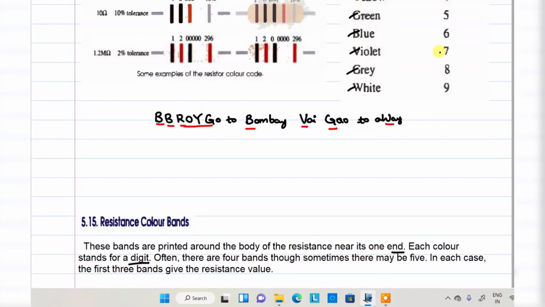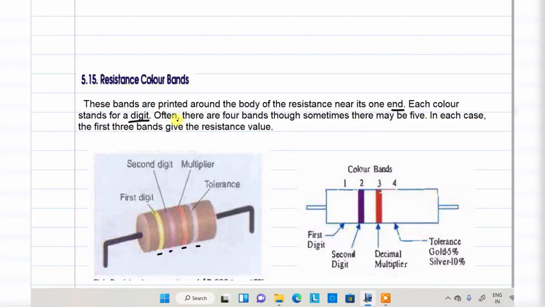That means each color represents a particular digit. Often there are 4 bands, sometimes there may be 5. Just now I explained 4 or 5 will be there. In each case, very important, the first 3 bands give the resistance value.